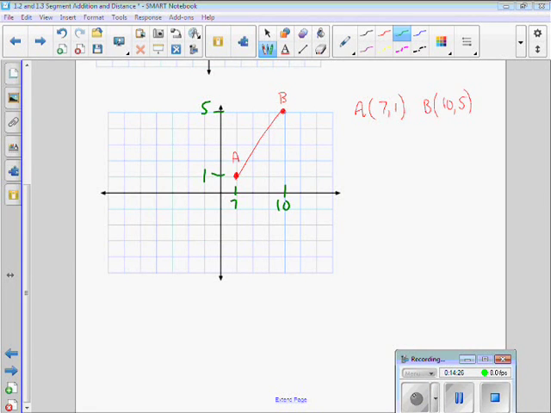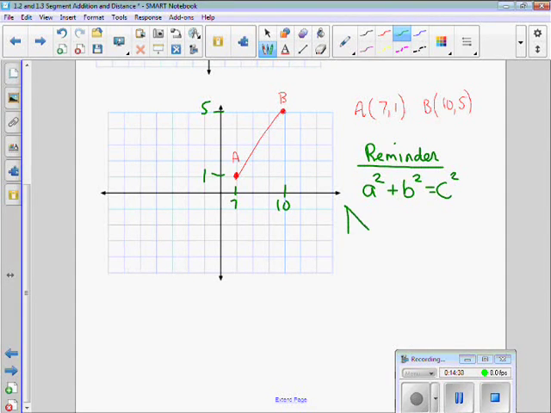So let me just kind of remind you of something real quick. All right, so you're all familiar with the Pythagorean Theorem. Basically, this is used in right triangles. These are the legs, and this is the hypotenuse. So that translates: the legs are squared and added together equal to the hypotenuse. We're going to use that brilliant Pythagorean Theorem idea to find the distance of this line.